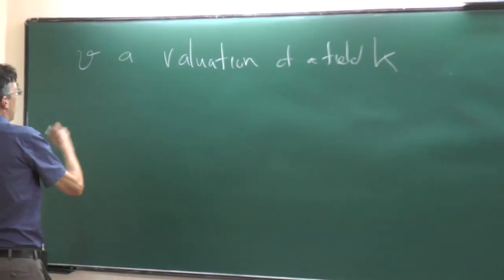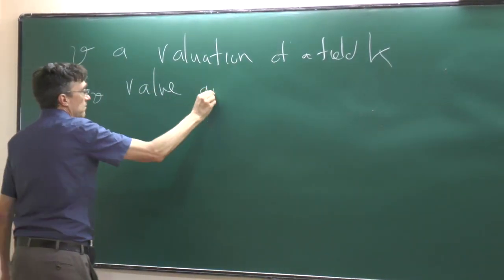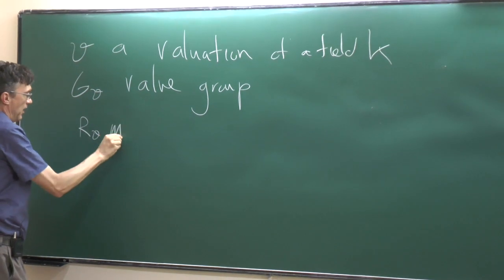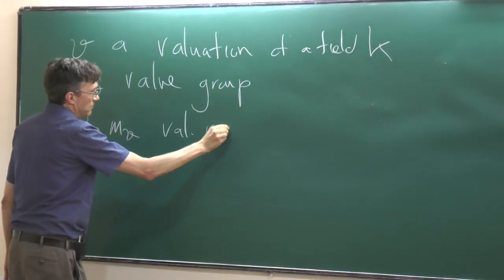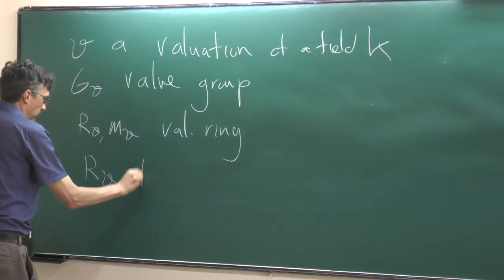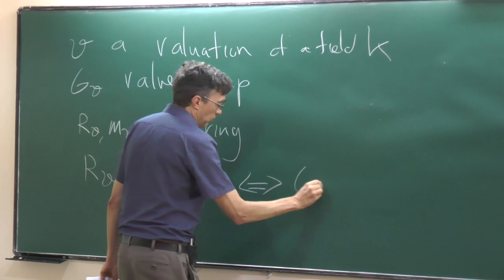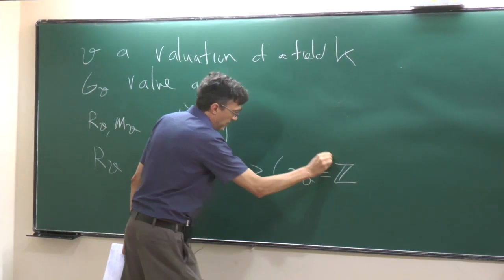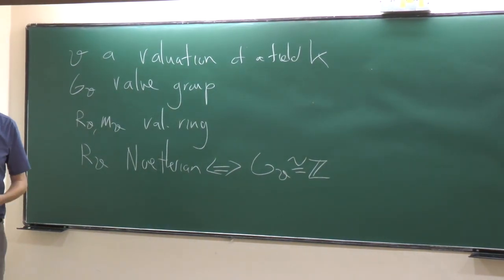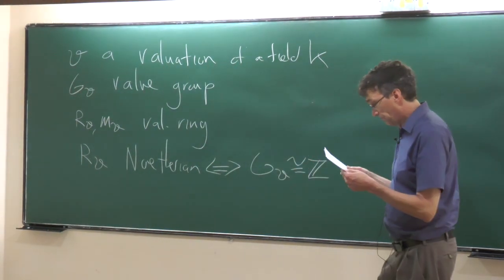Okay, and associated to this, there's a value group, which I'll write like this. Okay, and there's also a valuation ring with the maximal ideal. One thing to keep in mind is that this ring is a Noetherian ring if and only if the value group is the integers. And there's lots of examples. For instance, the value group could be the rational numbers, which is not, so the valuation ring is not Noetherian.